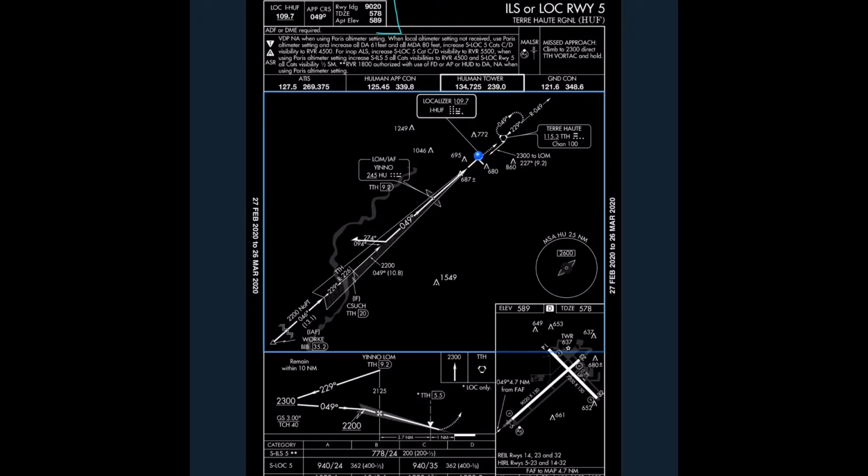Touchdown zone elevation is 578, and airport elevation, obviously, as we know already, is 589. And we'll talk about why we have the touchdown zone elevation here in a moment, why that's important. So ADF and DME is required for this approach, obviously, as shown here in our approach plate notes, due to the fact that we do have a VDP for the localizer approach, which we'll talk about in a second, which is only identifiable through the Terre Haute VOR or DME distance away from it.